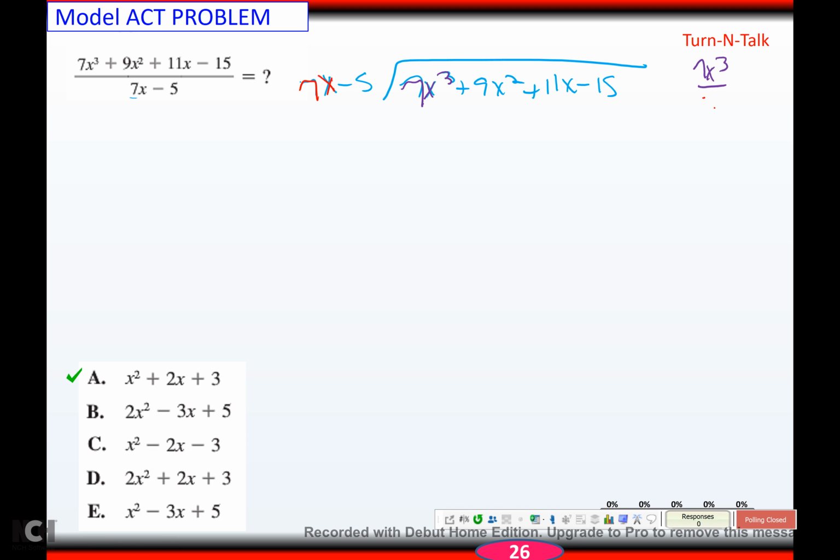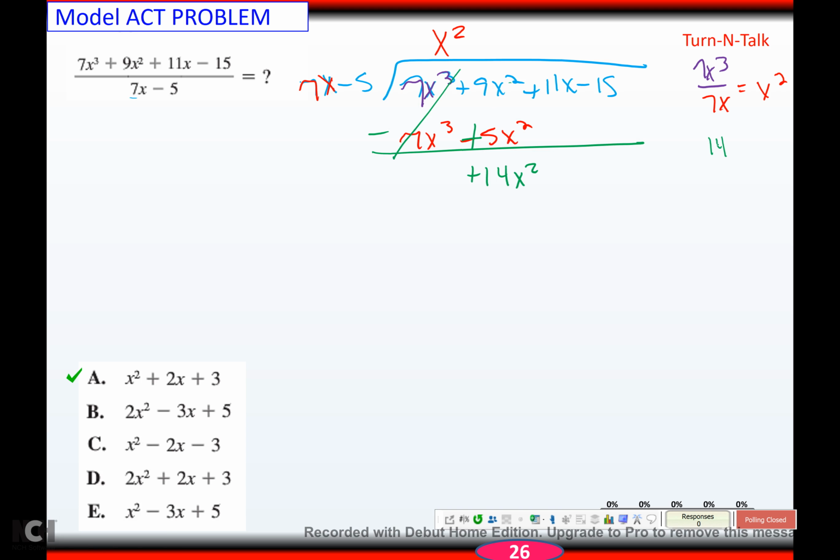Should have colored these. 7x cubed divided by 7x to the first would be x squared. So that goes up. What goes up must multiply down. X squared times 7x is 7x cubed. X squared times negative 5 is negative 5x squared. But we have to draw the line and change the signs. The cubes cancel. 9x squared plus 5x squared is positive 14x squared.